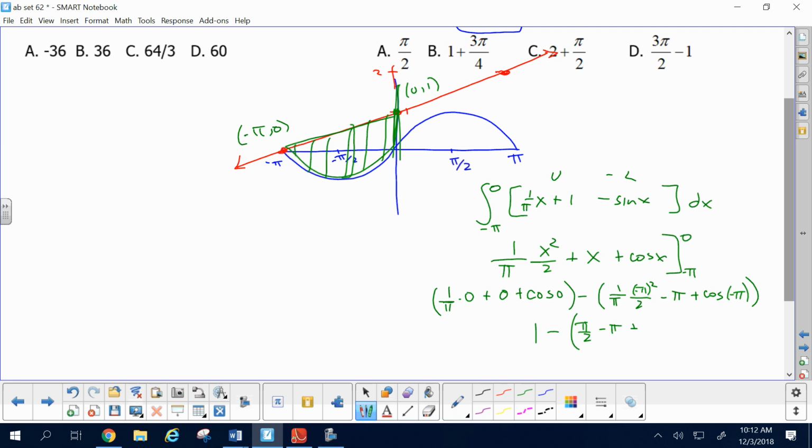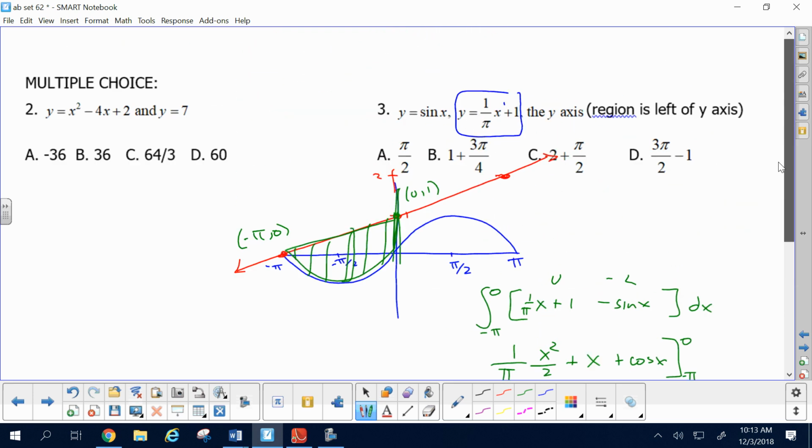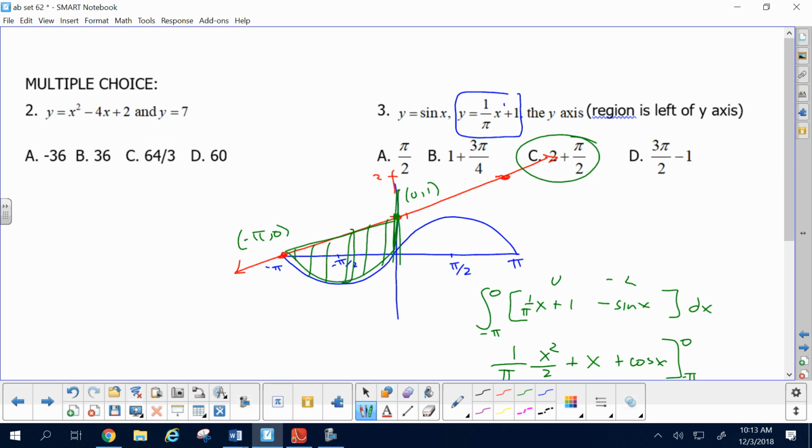What's cosine of negative pi? Negative 1. Okay? 1 minus pi over 2 minus pi is negative pi over 2, yeah? Minus negative 1. Distribute the negative, combine like terms. 1 minus negative 1 is 2, plus pi over 2. So the answer is 2 plus pi over 2.